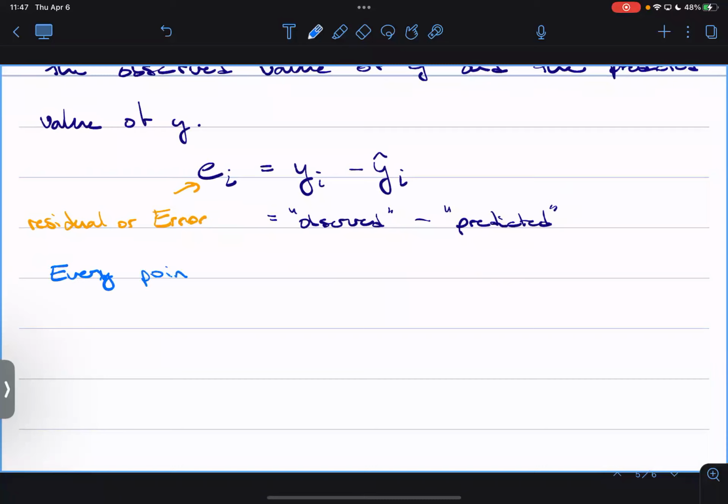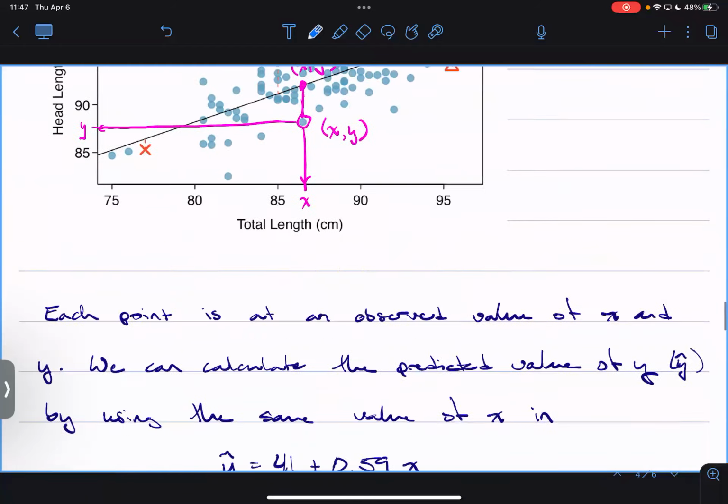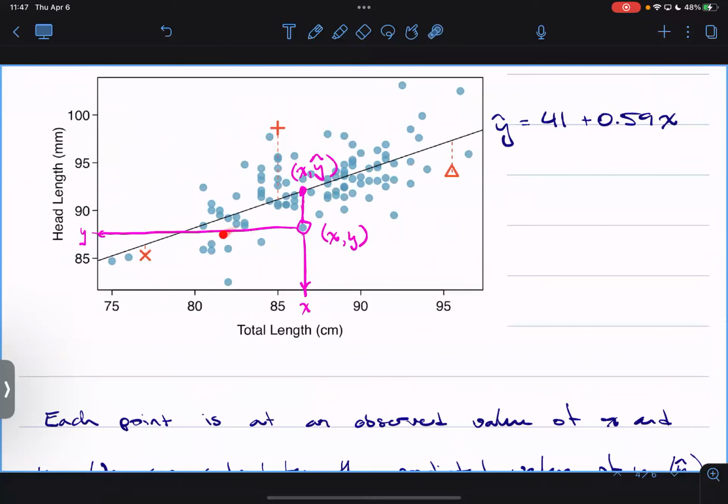Every point in our data set will have a residual, right? And the residuals can be positive or negative. It's negative if the values are below the line, but now if I look at a value above the line, my observed y is, let's say, 98, and my predicted y is 90-ish for this point here. Then it'd be 98 minus 90, so then it's positive.